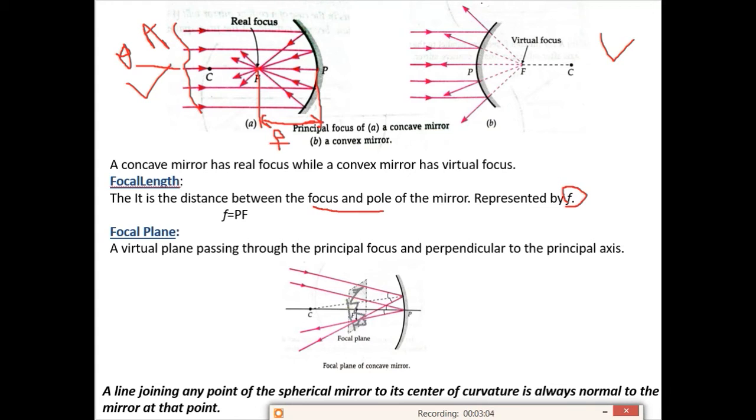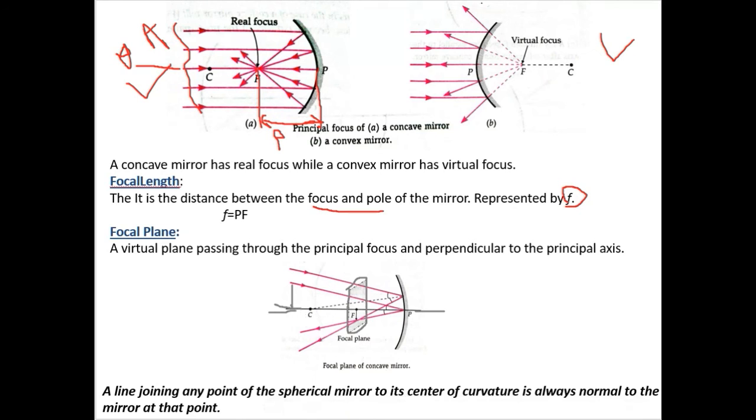Okay, this plane. This plane is passing through what? The principal focus. Passing through the principal focus, and this is perpendicular to the principal axis. This is the principal axis. This is perpendicular to the principal axis. So a plane passing through the principal focus and perpendicular to the principal axis is called the focal plane.